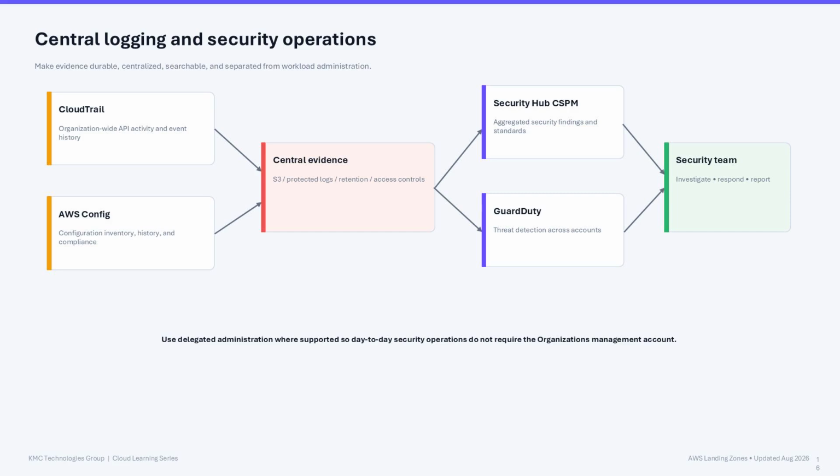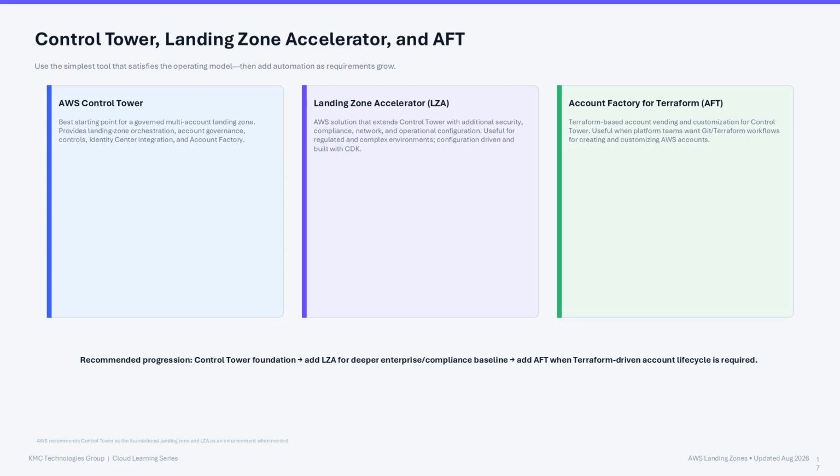Central evidence is foundational. CloudTrail records API activity. AWS Config records resource configuration and compliance. Security services such as Security Hub CSPM and GuardDuty can aggregate findings across accounts. The important design principle is separation. Central evidence and security administration should live outside workload accounts, and day-to-day security operations should use delegated administration where the AWS service supports it.